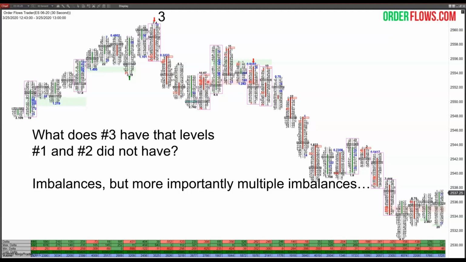Or a stacked selling imbalance, which you see here on this red candle in the middle, 3 or more selling imbalances stacked neatly on top of each other. But what I'm saying is when you have 3 or more imbalances in a bar, that is still important, right? And it's important to notice when it happens. If you're just looking for stacked imbalances, you're going to miss the bars that have 3 or more imbalances in them as well. And why is that important?